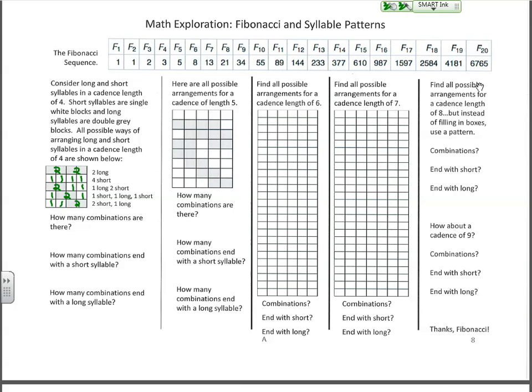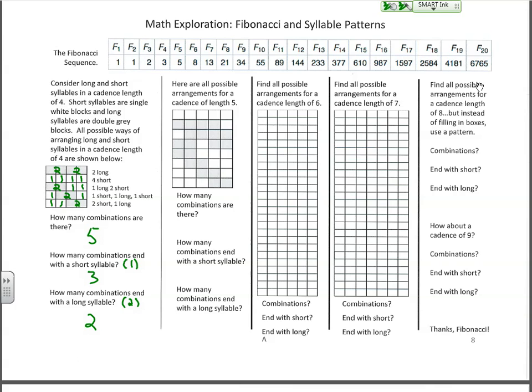Okay, and so all the different ways using 1s and 2s to make a sum of 4 is what this first chart shows us here. And how many combinations are there? There are 5 combinations total because there are 5 rows here. How many combinations end with a short syllable, or as we made it, a 1? 3 of them did. And how many combinations end with a long syllable, which we explained as being a 2? 2 of them do.